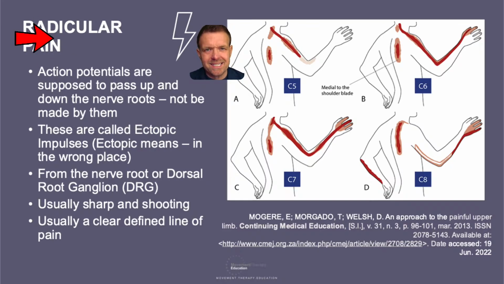Radicular pain, this is actually from the nerve this time. Well, I'm not going to go into this too much, what action potentials are, but they are basically how a nerve works when it innervates a structure. So when you turn on a muscle, you get an action potential. It goes to the muscle. You get a release of calcium, and then it creates a muscular contraction. So that is supposed to pass up and down the nerve roots.